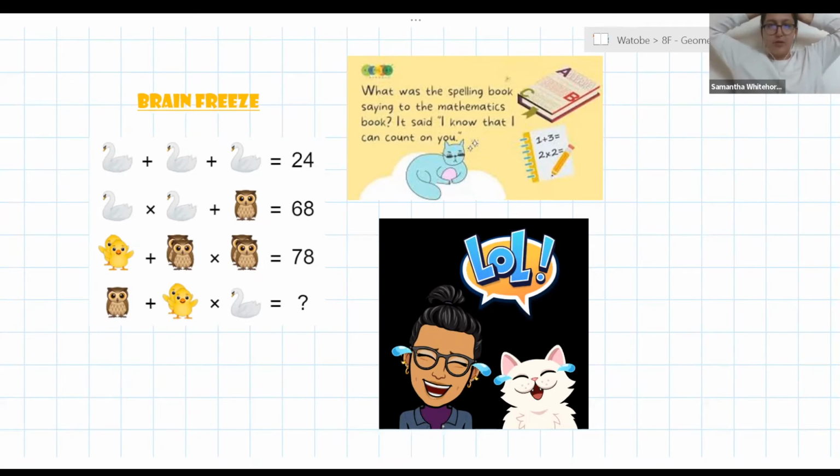Okay, now this brain break, remember all we're trying to do here is work out the value of the swan, the owl, and the duckling. Remember, in some of them, there's 2 owls or 2 ducklings. So just bear that in mind when trying to figure out their values. And remember the operation that you're working with. You don't want to use the wrong operation or do the operations in the wrong order.